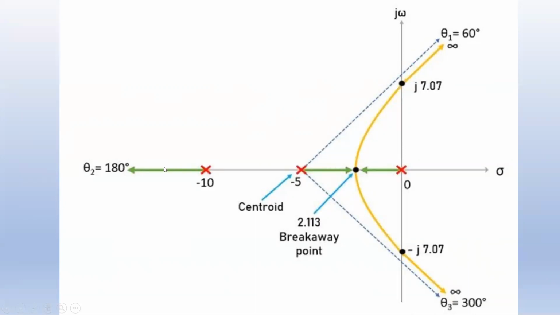And this branch, which is starting at this pole at k equal to 0, is moving to infinity at an asymptotic angle of 180 degrees. So this is how it is going. So this is how we can plot a root locus for a given system based on the rules we discussed.